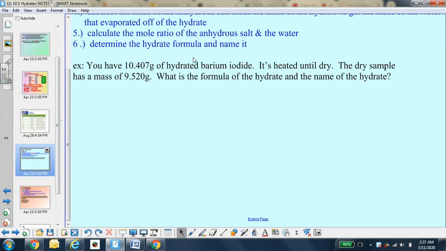So here's some data from a pretend lab. Say that we've got 10.407 grams of our hydrated barium iodide. We're going to heat it until it's dry. We're going to then weigh that dry sample, and it will have a mass of 9.520 grams, and we'll determine the formula and the name of that hydrate.